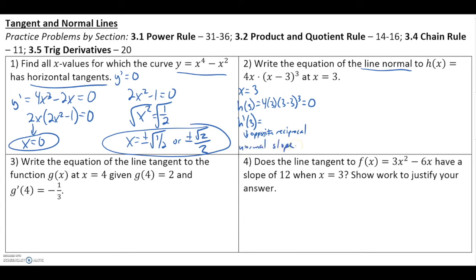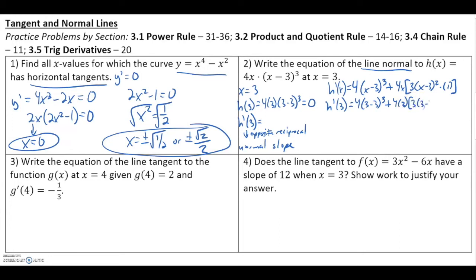In order to get h prime of 3, we're going to first need h prime of x. Remember, we said 4x times something else with an x, that's got to be a product rule. So we'll do derivative of the first times the second left alone, so 4 times (x minus 3) cubed, plus the first left alone and derivative of the second. That's another chain rule. So (x minus 3) cubed will be 3 times (x minus 3) squared times derivative of the inside, which is just 1. And don't worry about simplifying here because our whole goal was just to plug in a 3. So I feel pretty confident that we can do that right now and be fine.